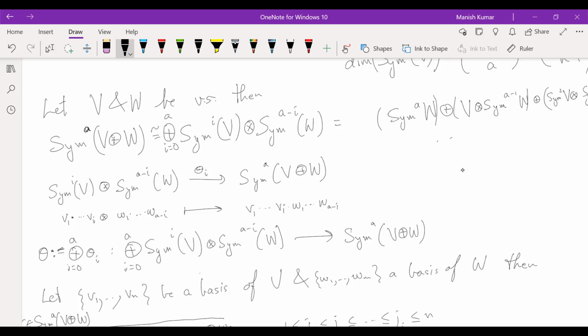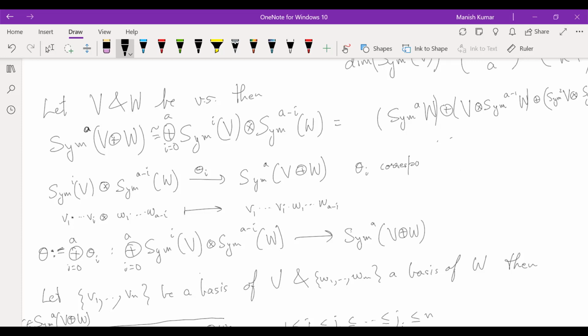By definition, this is going to be a bilinear map, forgetting about the tensor for the moment. It will be a bilinear map from Sym^i V cross Sym^(a-i) W to Sym^a of V direct sum W. And since this is a bilinear map, it factors through the tensor product. So you'll get a map from this tensor product to this. So that is our theta_i.